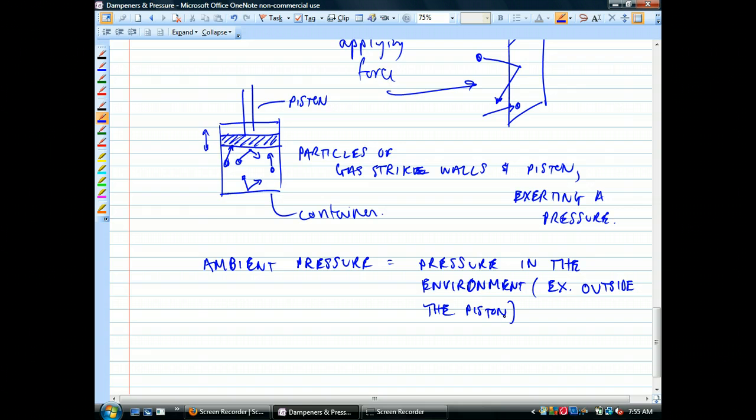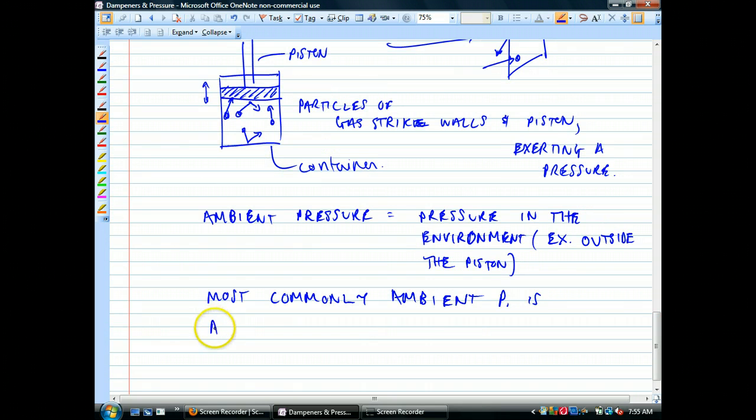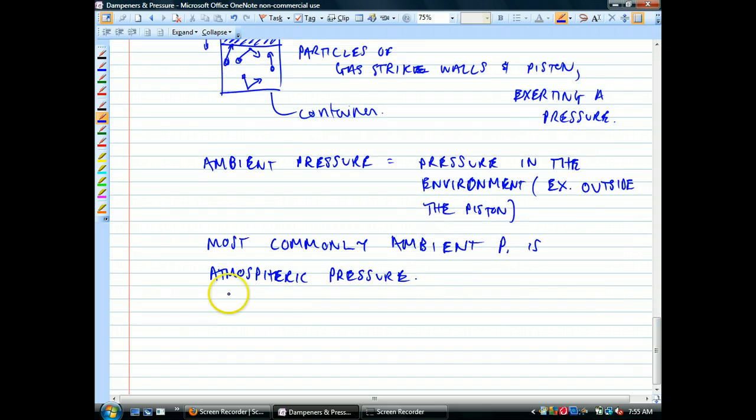Now, most commonly, ambient pressure is the same as atmospheric pressure. So most commonly, ambient pressure is atmospheric pressure. So let's talk a little bit about atmospheric pressure. Standard atmospheric pressure.